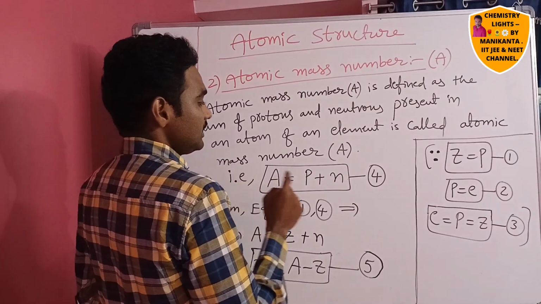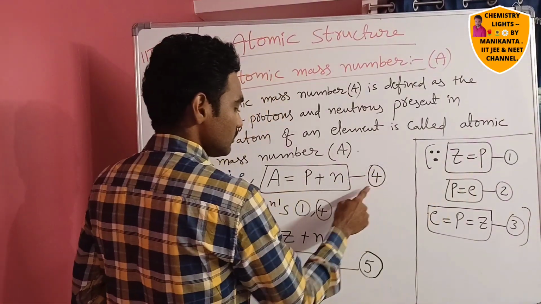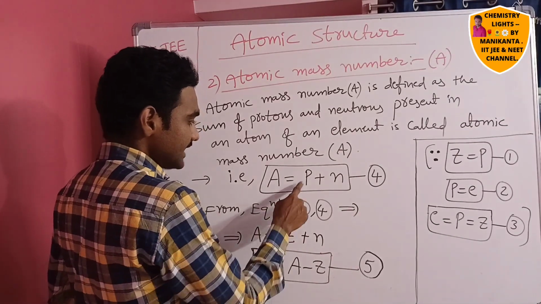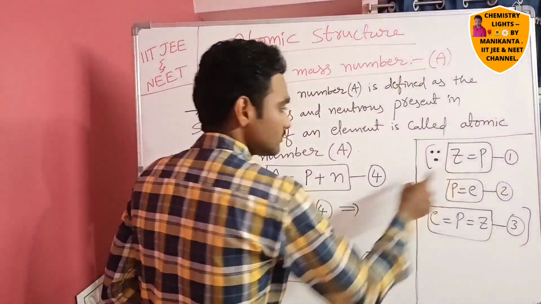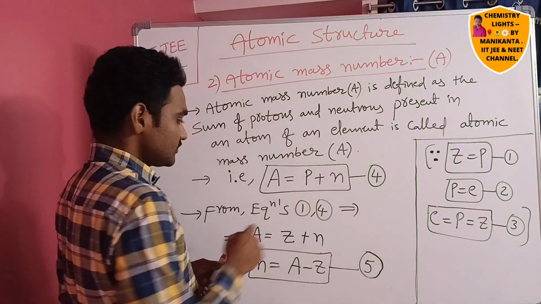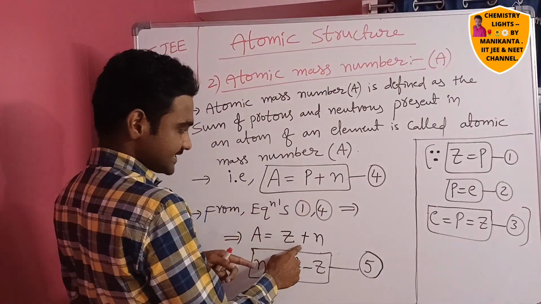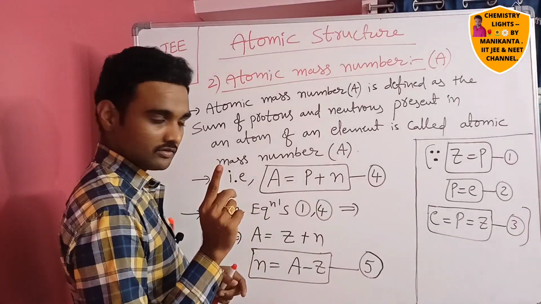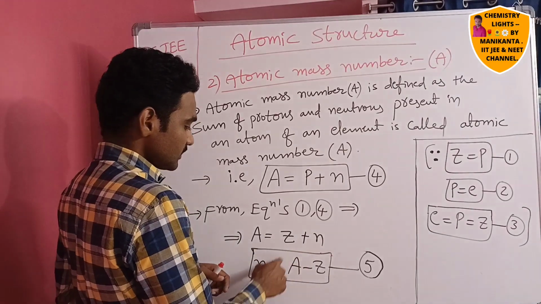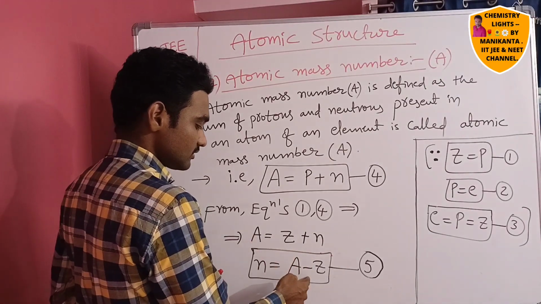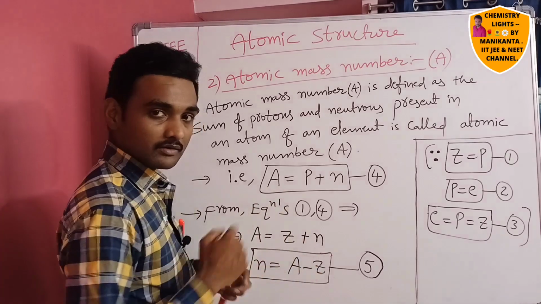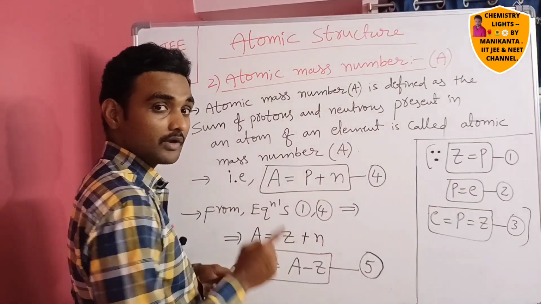Now from equation 1 and 4, I will write the equation like this: A is equal to, instead of P, we have to write the Z value, because P is equal to Z here. So A is equal to Z plus N. Have you understood? Now here I want the N value. Then N is equal to, sending this Z to this side, A minus Z. So the number of neutrons is equal to atomic mass number minus atomic number. This formula is very important to calculate the number of neutrons.